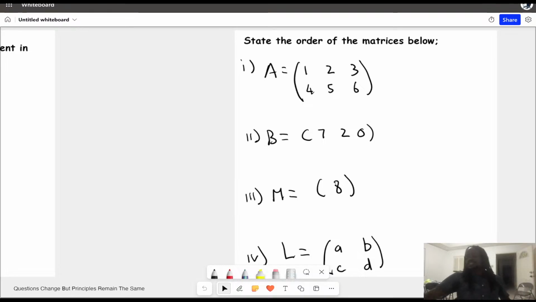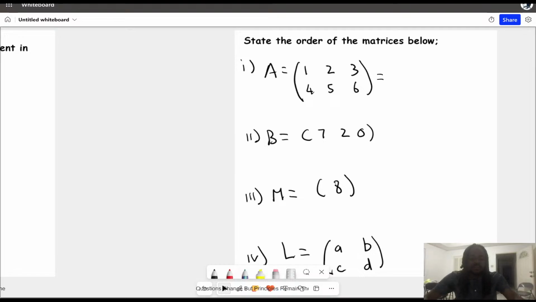State the order of the matrices below. Order. How do we find the order? It is 2 by 3, the number of rows by the number of columns.